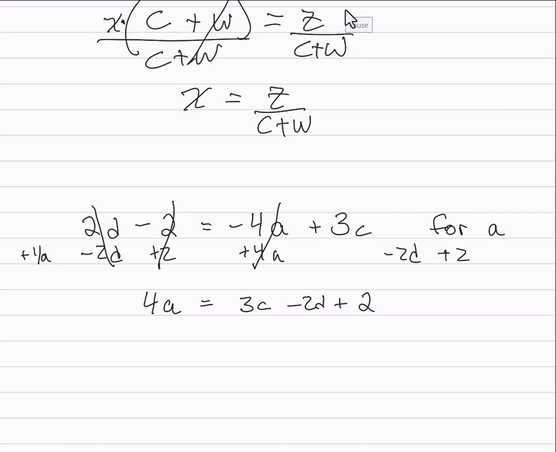Getting a by itself, what's being done to the a? Being multiplied by 4. Inverse of multiplication by 4 is division by 4. So a equals 3c minus 2d plus 2 over 4.